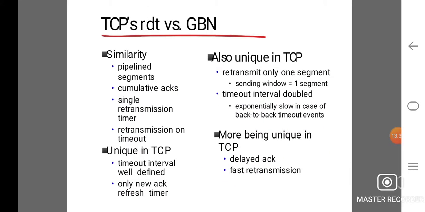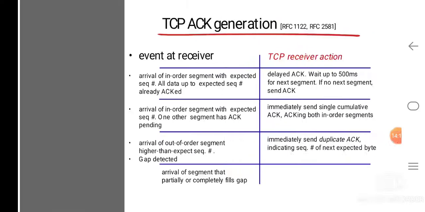Here, similarly, the similarities are pipelined segments, cumulative acknowledgements, a single retransmission timer, and retransmission on timeout. Unique in TCP: the timeout interval is well defined, and only a new acknowledgement refreshes the timer. Also unique in TCP, it retransmits only one segment, the sending window is equal to one segment, and the timeout interval is doubled, exponentially slower in case of back-to-back timeout events. More of that is used uniquely in TCP.